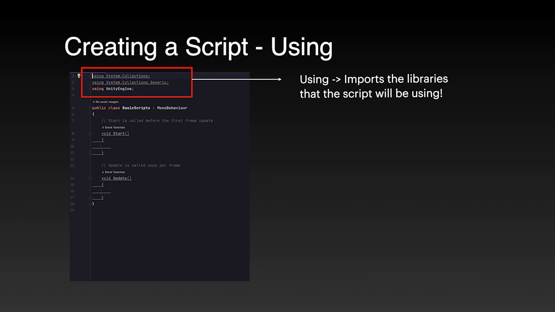Once you open Unity, create a project and create a scene, then you can start creating your first script. Once you name your script, you will open a brand new one. This is the default, without implementing any code. On top, you will see using. What does using mean? Using means that it imports the libraries that the script will be using.